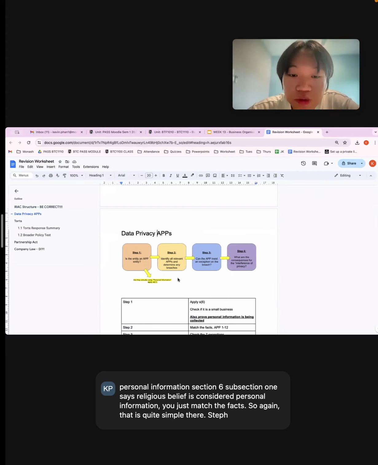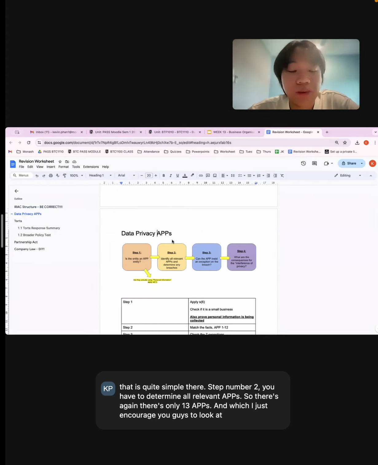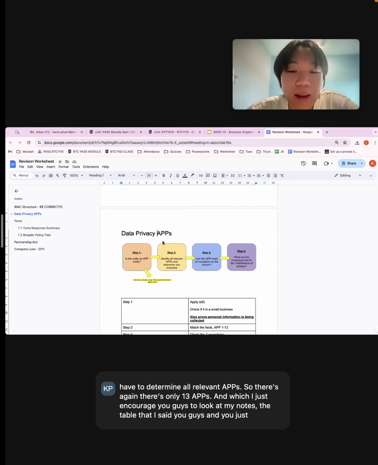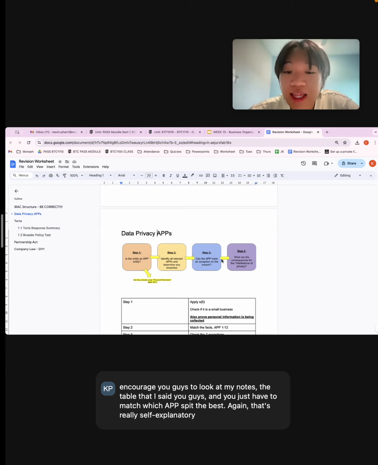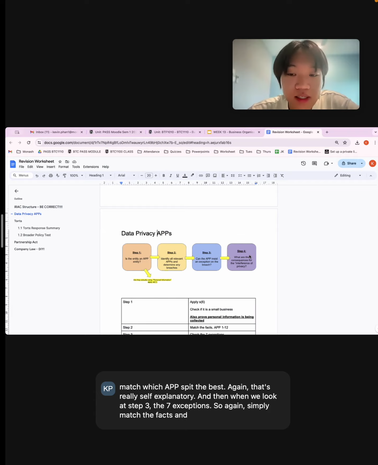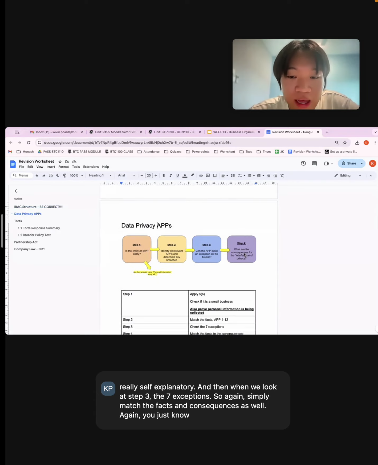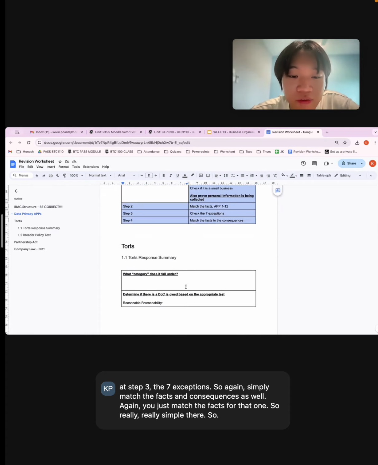Step number 2, you have to determine all relevant APPs. So there's only 13 APPs, which I just encourage you guys to look at my notes, the table that I sent you guys, and you just have to match which APPs fit the best. Again, that's really self-explanatory. And then when we look at step 3, there's 7 exceptions. So again, simply match the facts, and consequences as well. Again, you just match the facts for that one. So really, really simple there. So I'll pop that one there for you guys.